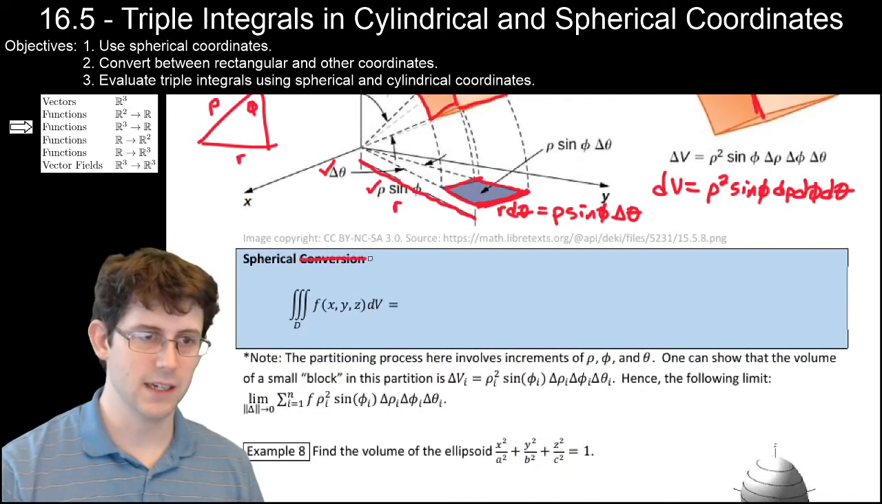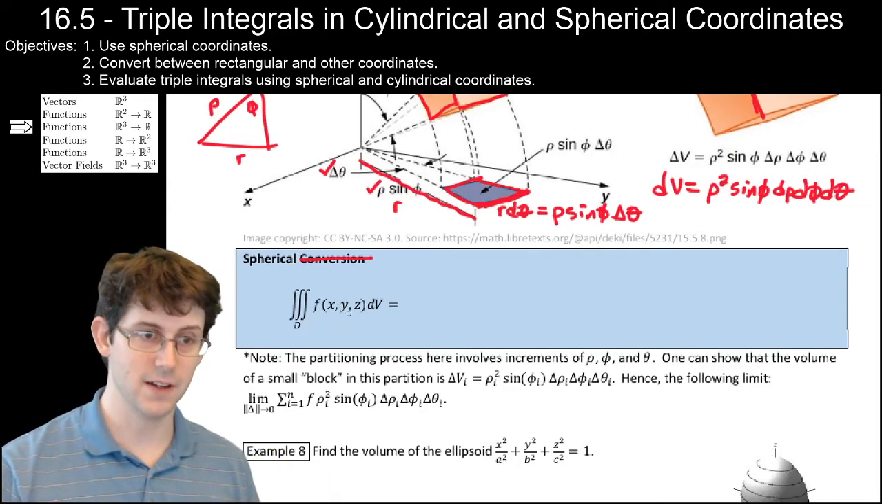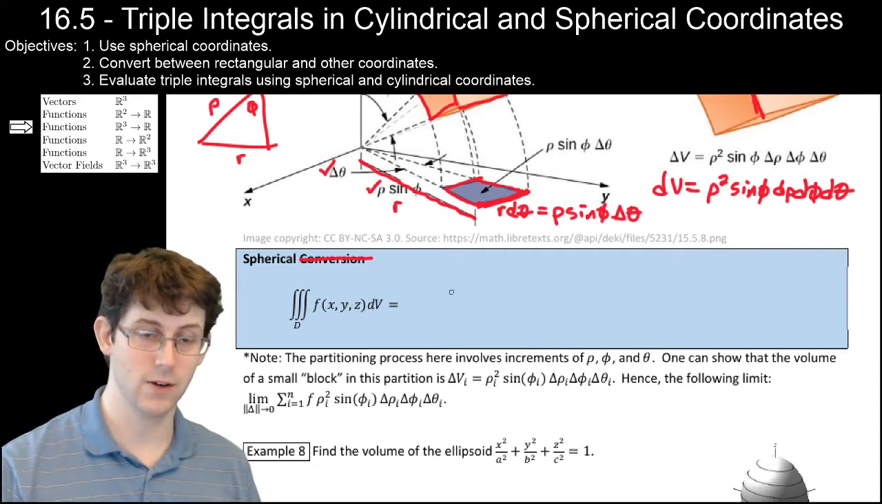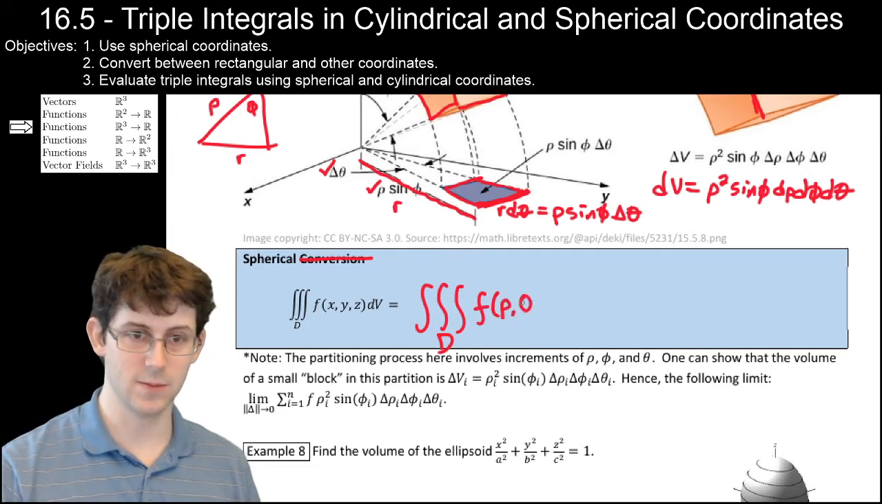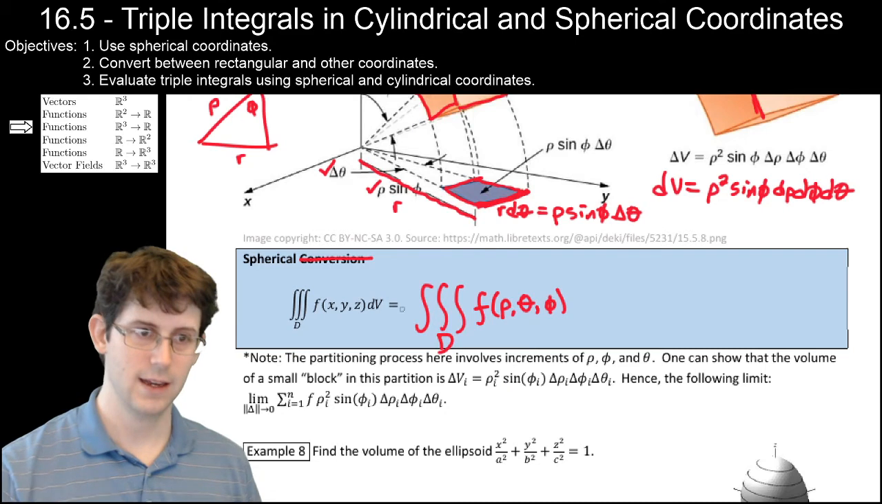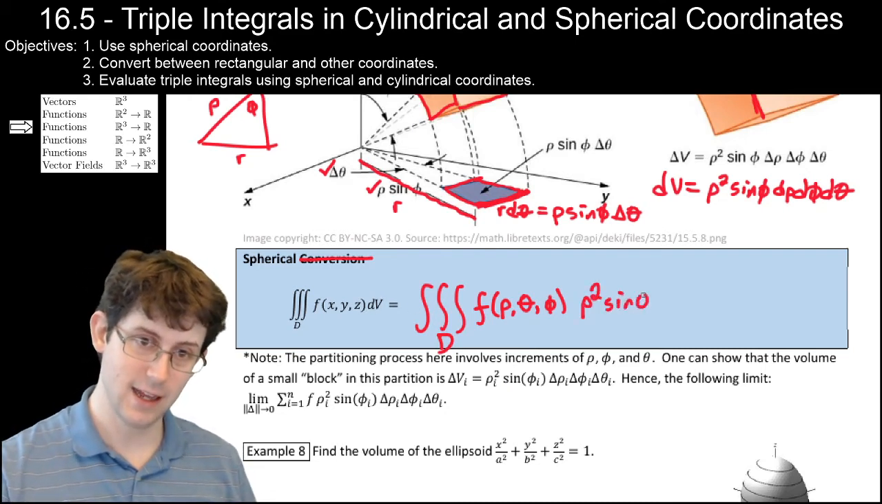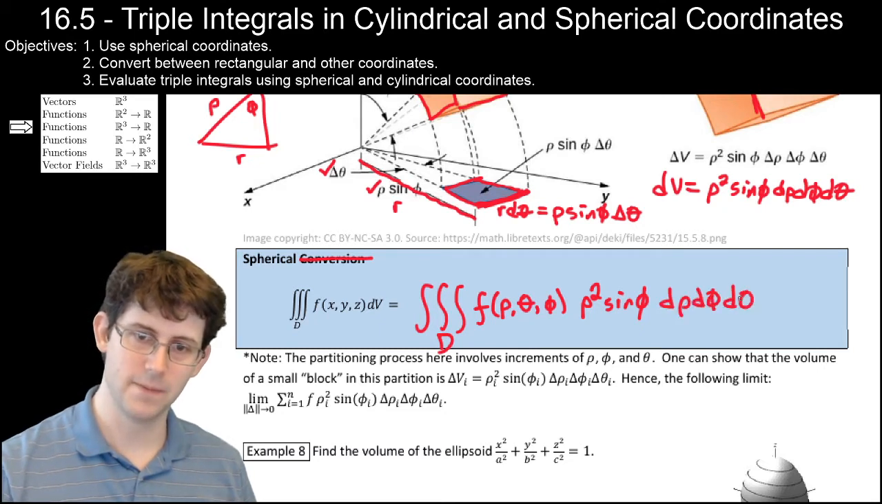Again, this is not really a conversion. This is just how spherical integrals work. If you have a function and you're integrating the function over a 3-dimensional region, over a solid region, you still integrate over the same region. You have to change the function so that it's all in terms of spherical coordinates. And then dV equals rho squared sine phi, d rho, d phi, d theta.